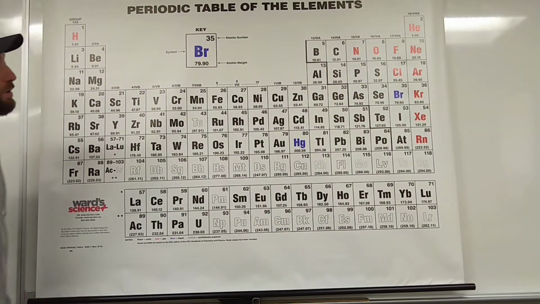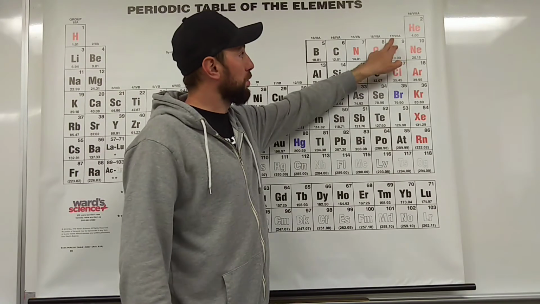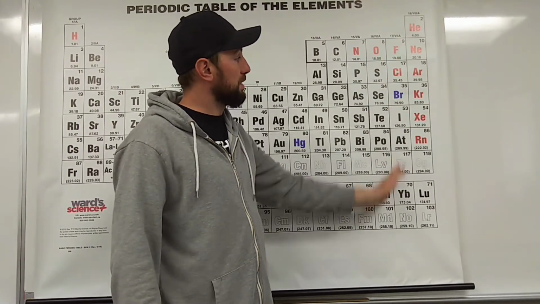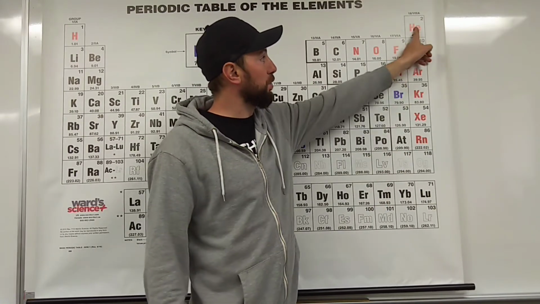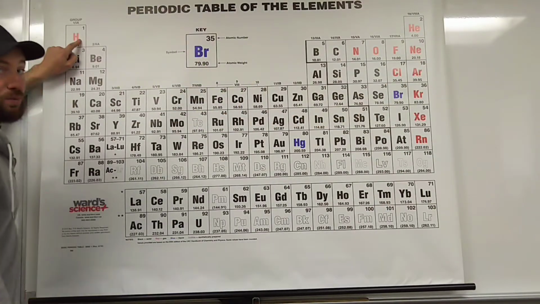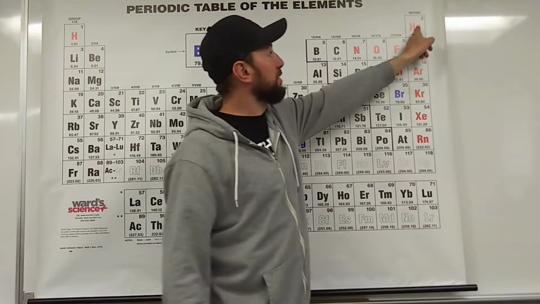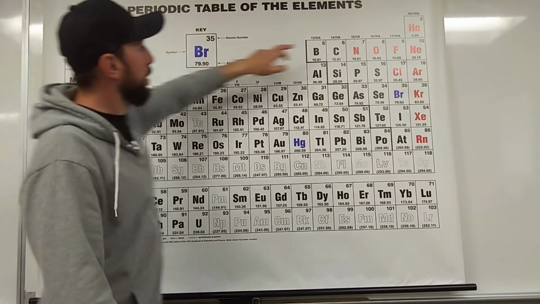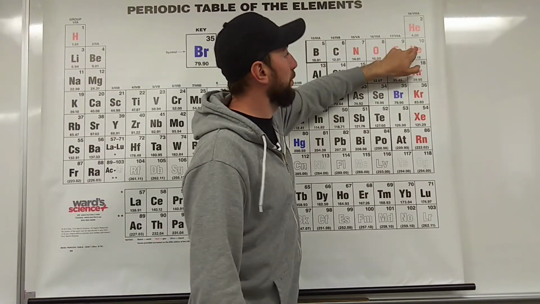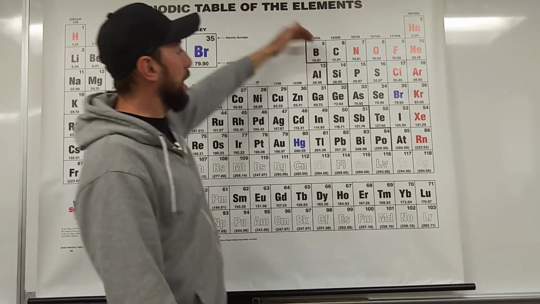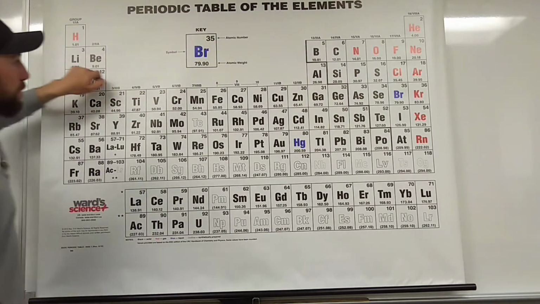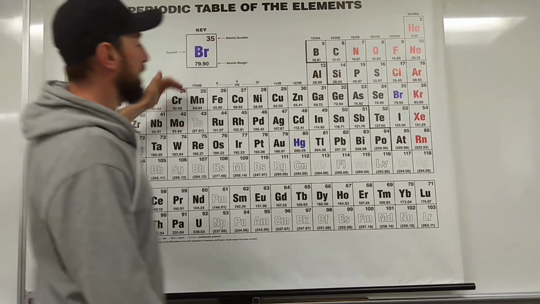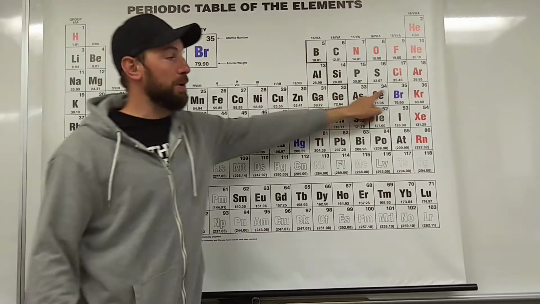So these guys here, 17, these all have 7 valence electrons, then you get to a full shell. So hydrogen has 1, helium has 2, boom, full shell. Come here. 1, 2, 3, 4, 5, 6, 7, full shell. Now we go to the third layer. 1, 2, 3, 4, 5, 6, 7, 8, full shell. Jump down. 18. There's 18 going across.